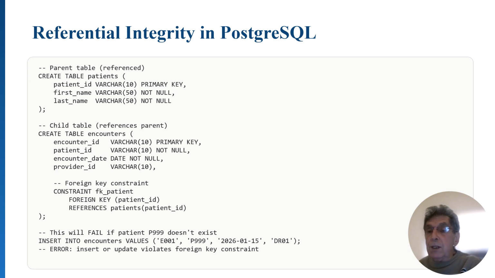Now, if someone tries to insert an encounter with patient ID P999, but P999 doesn't exist in the patients table, Postgres rejects the insert. Error: insert or update violates foreign key constraint, foreign key patient. The encounter is not created. The orphan record is prevented. Similarly, if you try to delete a patient who has encounters, Postgres will, by default, prevent the deletion. You can't leave encounters orphaned. This bidirectional protection, preventing invalid inserts into children and invalid deletes from parents, is the power of referential integrity.